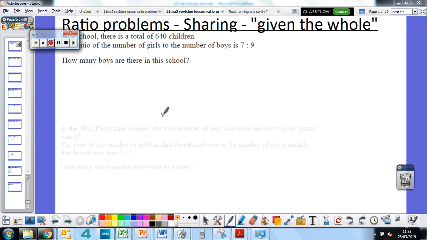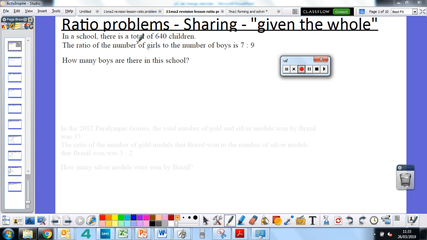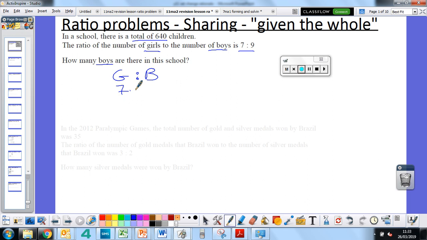So our first question we're going to look at says, in a school there's a total of 640 children. The ratio of girls to boys is 7 to 9, and we want to work out how many boys there are. So as always when setting up a ratio problem, it's really good to get the letters in the right order. Girls to boys, so G to B, and the numbers are 7 to 9.